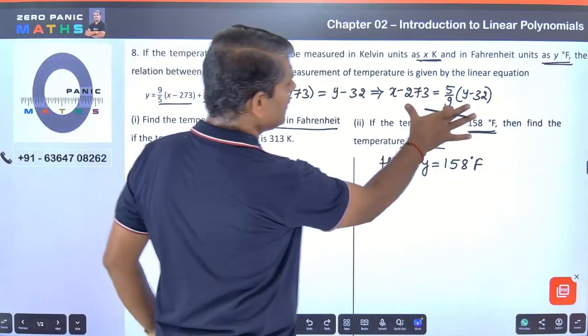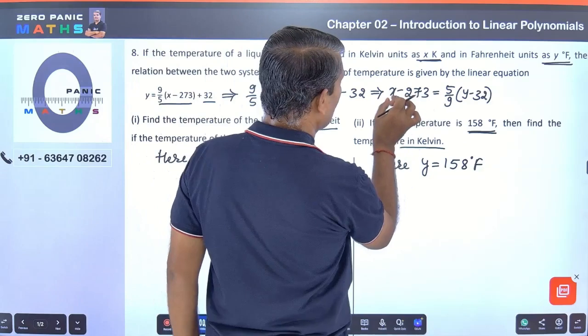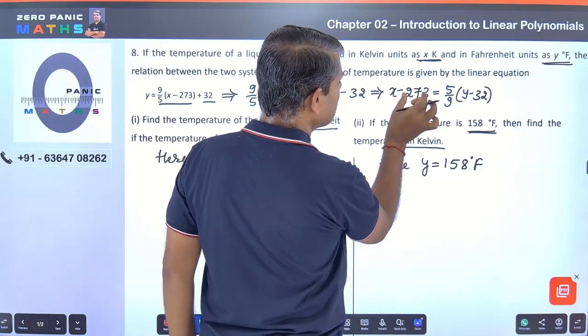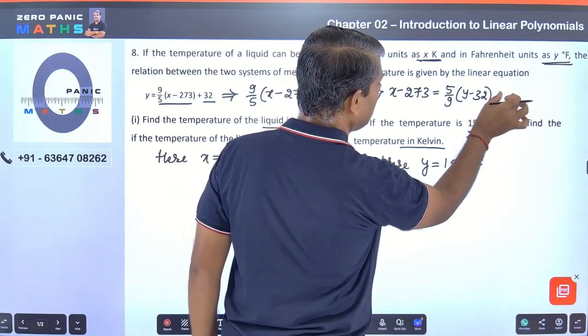Now look at this step. Now finally, what is the value of x? I can take this minus 273 to that side.